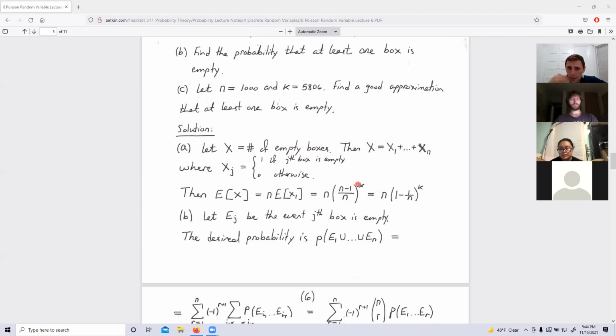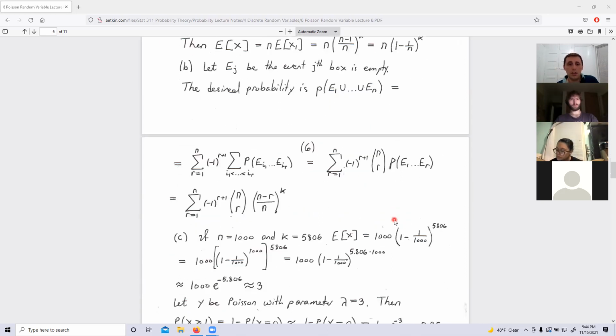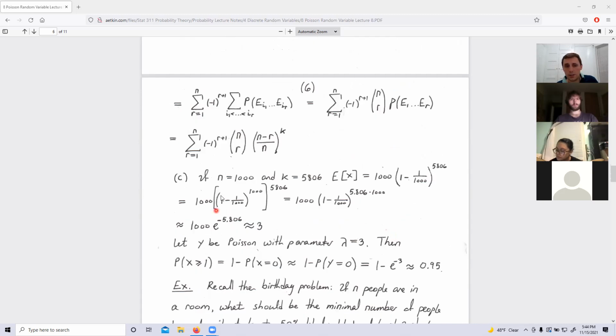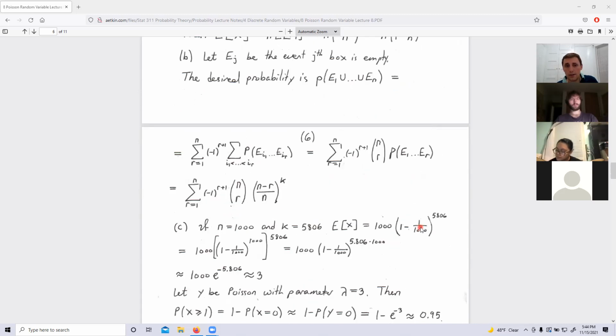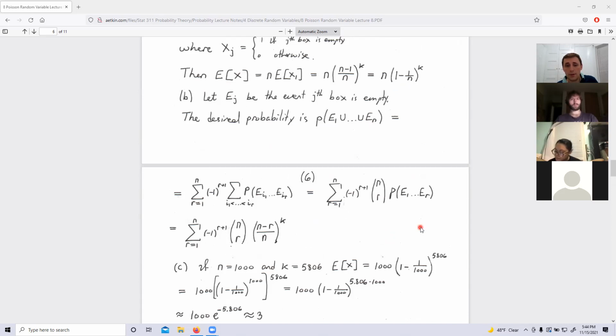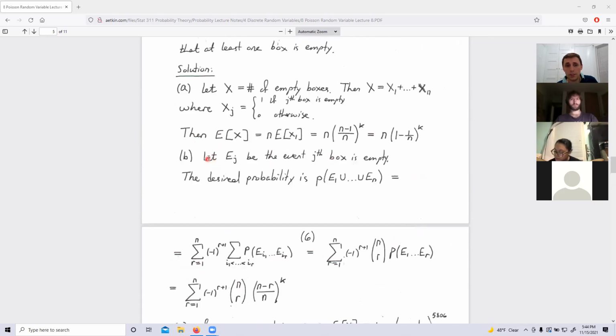It's 1 multiplied by the probability that no ball enters the j-th box. And that probability is (n minus 1 over n) for each ball, to the power of k. And this n here appears because we have additivity of the expected value. So it's expected value of x1 plus expected value of x2 and so on. Good. And then, of course, because we know this expected number, we can calculate it. Here is the general formula.